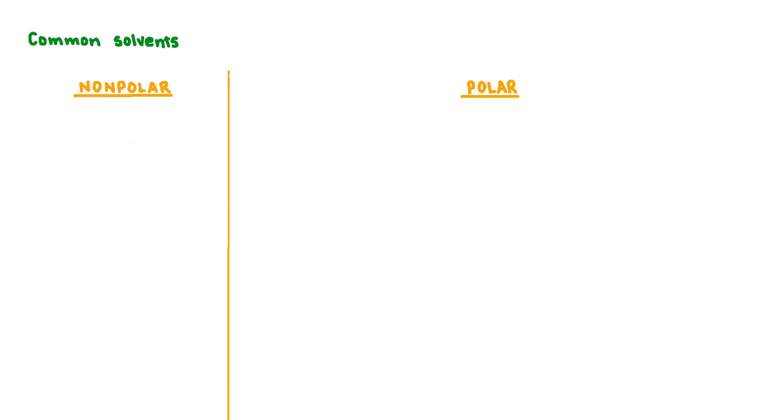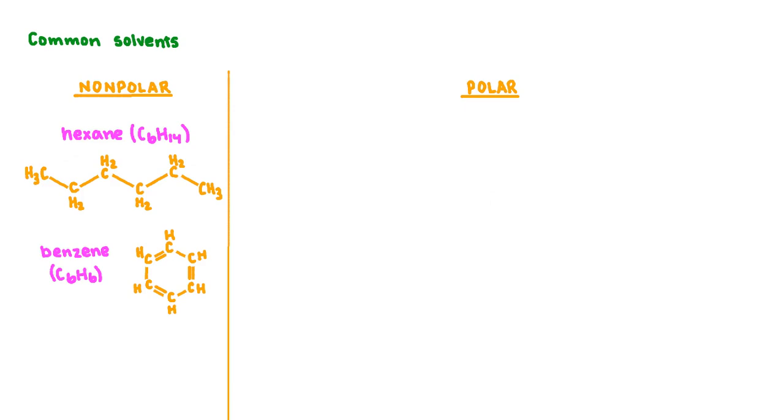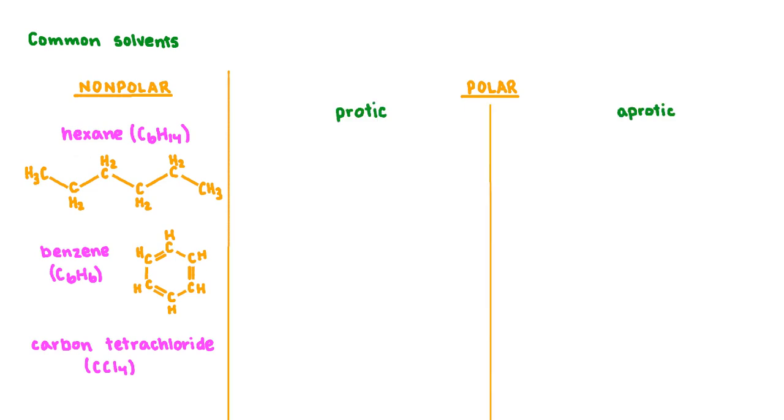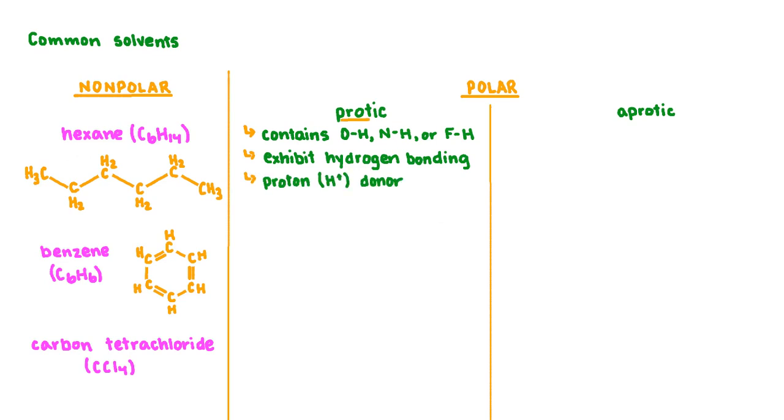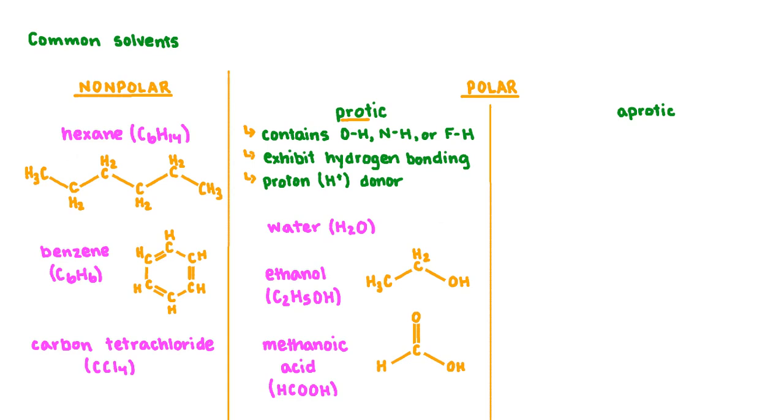Some common nonpolar solvents include hexane, benzene, and carbon tetrachloride. Polar solvents can further be classified as either protic or aprotic. Protic solvent molecules contain a hydrogen atom bonded to either an oxygen, nitrogen, or fluorine atom, and exhibit hydrogen bonding. The prefix "prot" in protic indicates that these molecules are proton or hydrogen ion donors. Examples of protic solvents include water, ethanol, and methanoic acid, commonly called formic acid.